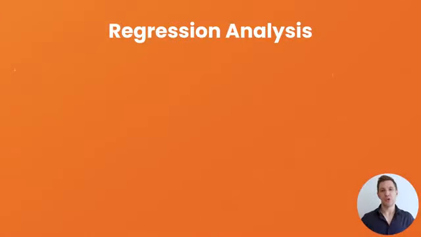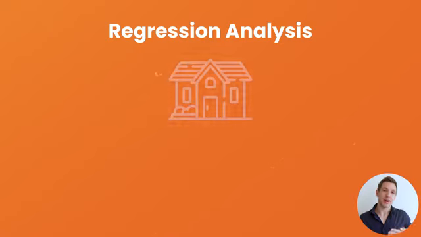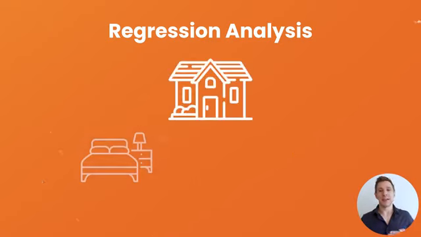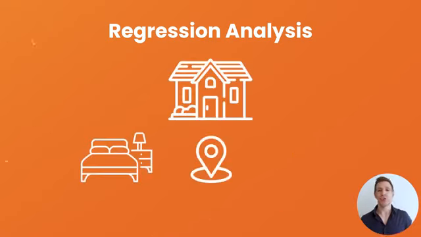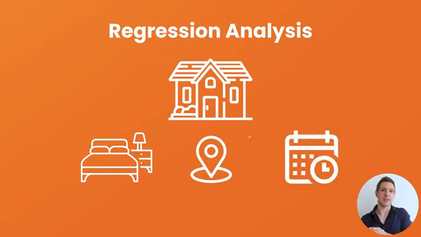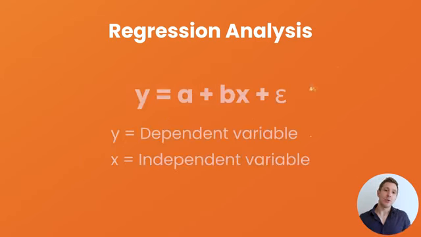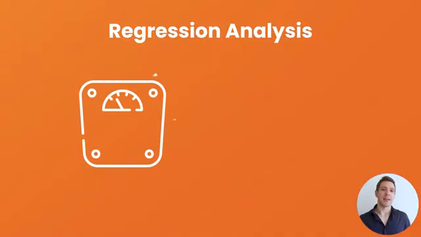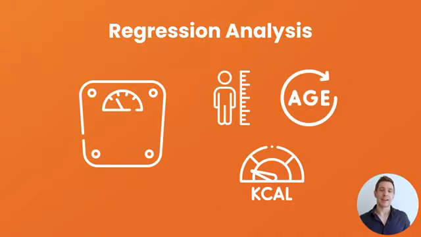Let's look at an example to make this a little more tangible. You could potentially use regression analysis to predict the price of a house based on the number of bedrooms it has, its location, and when it was built, in other words, its age. Regression analysis of housing data in the area would give you a regression equation that would allow you to plug those factors in, in other words, the independent variables, to estimate a specific house price, and that would be the dependent variable. In the same way, you could use regression analysis to predict a person's weight based on their height, their age, and their daily calorie intake.